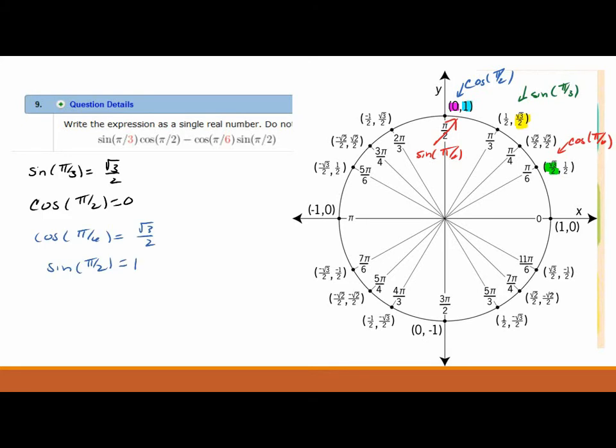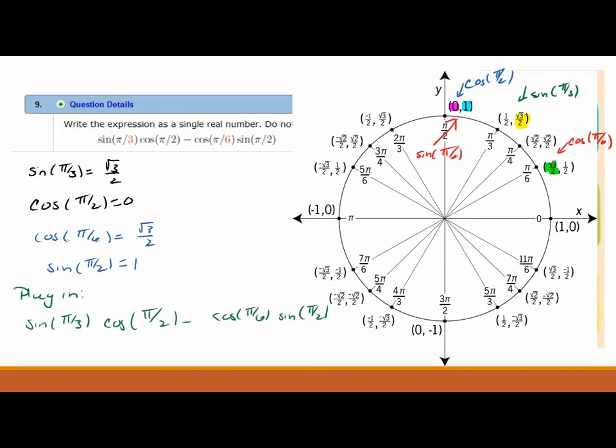So I just transcribed all that information that I got off the circle to the left. So sine of pi over 3 is square root of 3 over 2 because the y value at pi over 3 was square root of 3 over 2. The cosine at pi over 2 is 0 because the x value at pi over 2 was 0. The cosine at pi over 6 was square root of 3 over 2 because the x value there at pi over 6 was square root of 3 over 2, and then at pi over 2, the y value is 1. So I just transcribed those right off the circle.